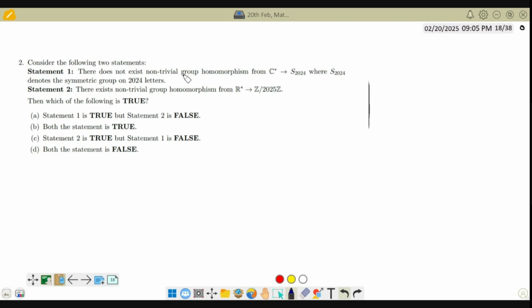So consider these two statements. Statement one is: there doesn't exist a non-trivial group homomorphism from S_2024, the symmetric group on 2024 symbols, and R star to Z mod 2025 Z. So how will you approach this problem? My aim is to give you an overview, so that I do not look at the statement as a formula or table for how to count homomorphisms.